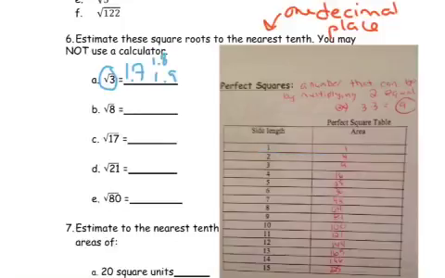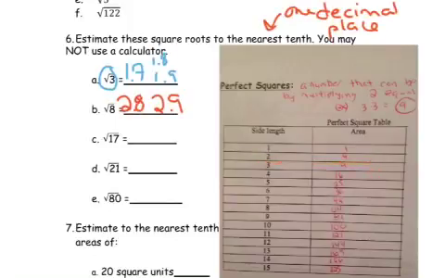Let's try another one. So the next one, the square root of 8. Well, just like before, 8 falls in between 4 and 9, so we know the side length is going to be in between 2 and 3. We know 8 is super close to 9, but it's not at 9, so we know we can't be at 3. So we're going to go in between 2 and 3. So on your test, if you estimated this to be about 2.8 or 2.9, you would get credit. Like I said, we are just estimating.